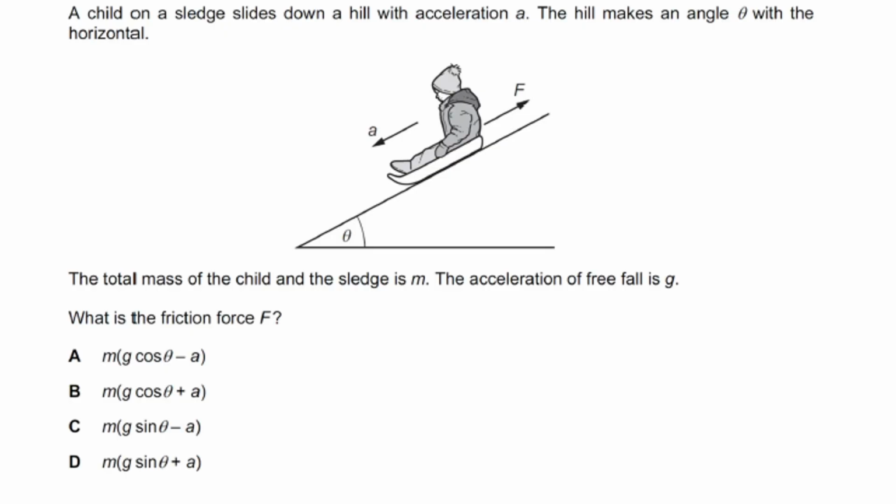These are AICE past paper problems. A child on a sledge slides down a hill with acceleration a. The hill makes an angle theta with the horizontal. The total mass of the child and the sledge is m. The acceleration of free fall is g. What is the friction force F?